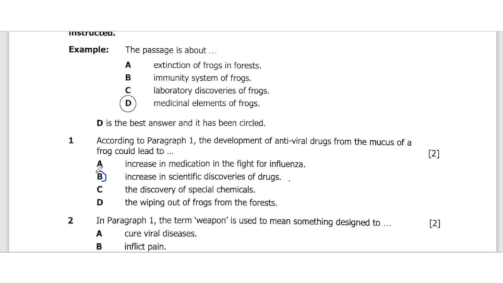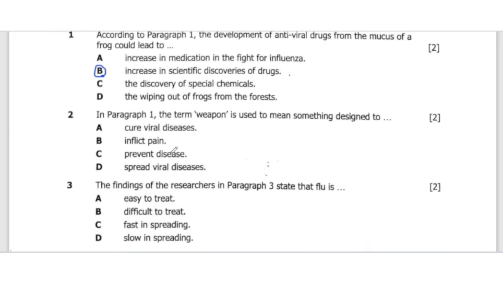Okay, correct answer is B. Increase in scientific discoveries of drugs. Okay, we go to question number 2. In paragraph 1, the term weapon is used to mean something designed to A, cure viral diseases, B, inflict pain, C, prevent diseases, D, spread viral diseases.